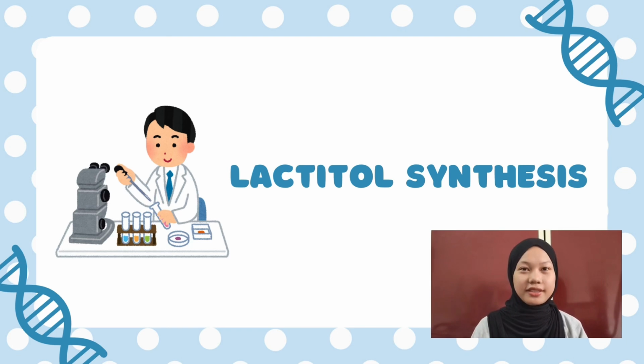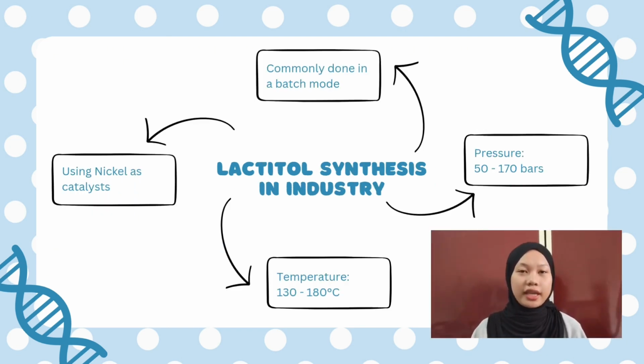Moving on to lactitol synthesis. In the industrial sector, hydrogenation of lactose is commonly done in a batch mode. Nickel will be used as a catalyst and it is also done at high pressure and temperature, which is 50 to 170 bars and 130 to 180 degrees Celsius respectively.